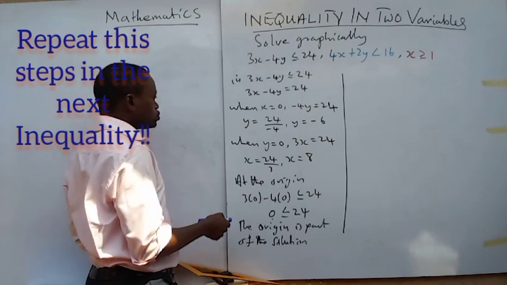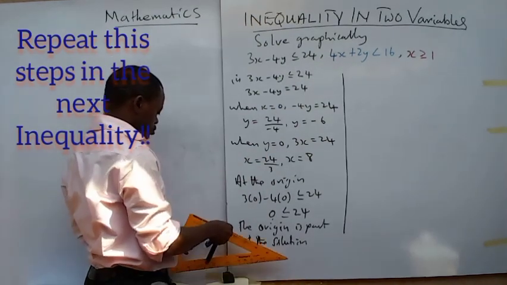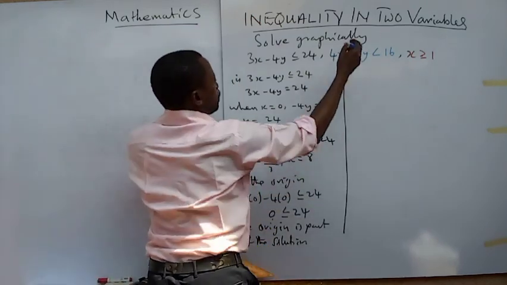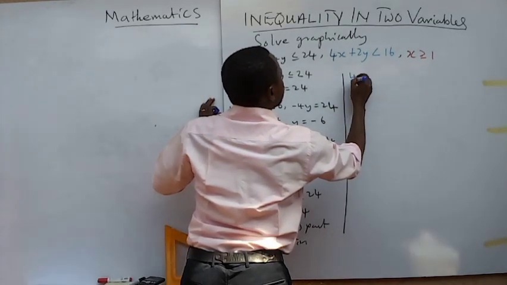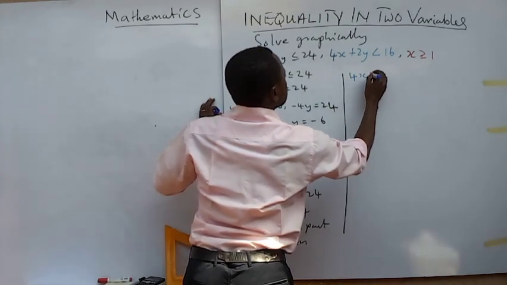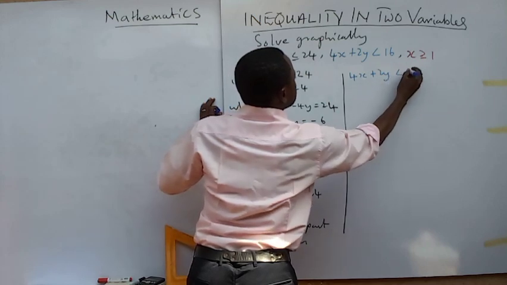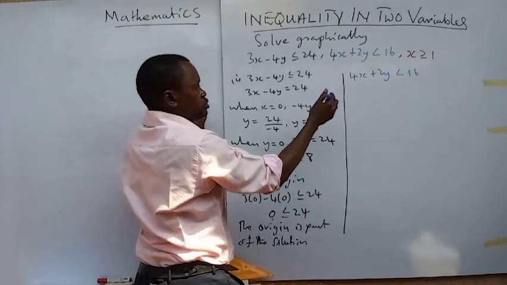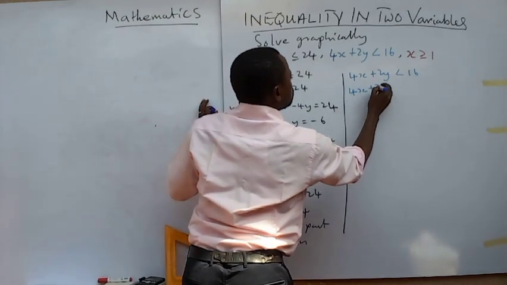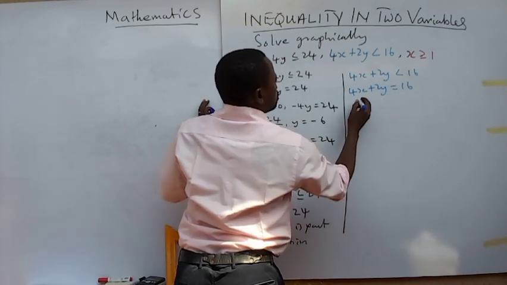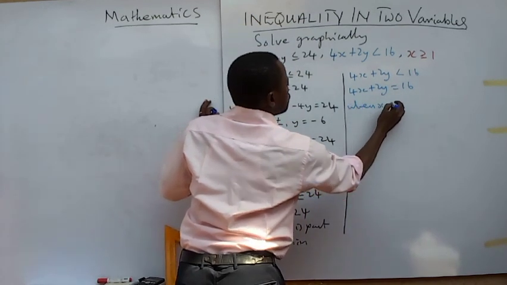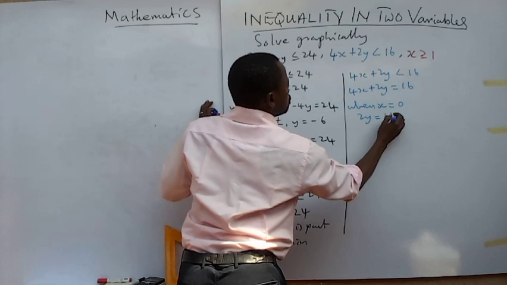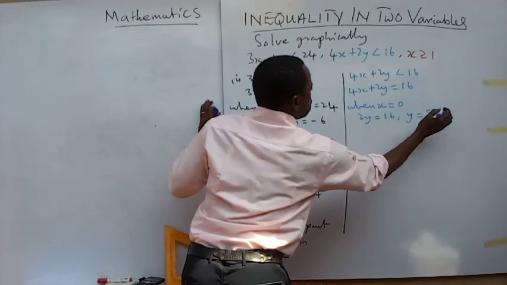The next one is this. I will also check what is going on here: 4x plus 2y less than 16. I rewrite it as a linear equation: 4x plus 2y equals 16. When x is 0, the 4x term goes, and I have 2y equals 16, so y equals 8.